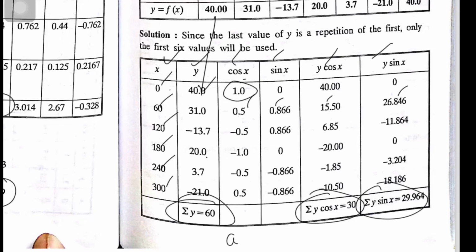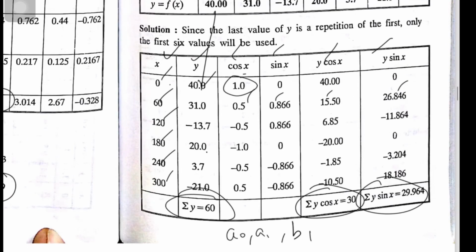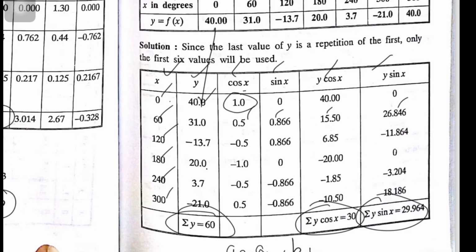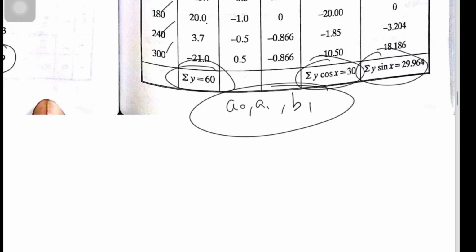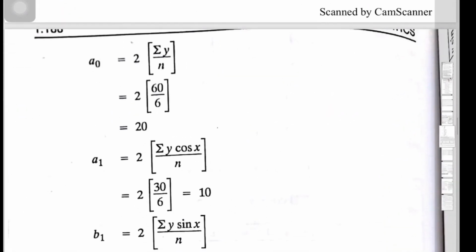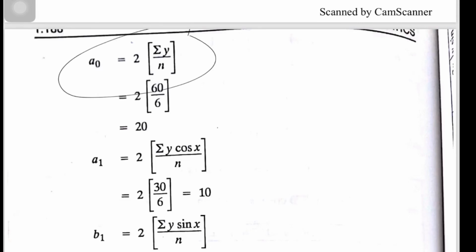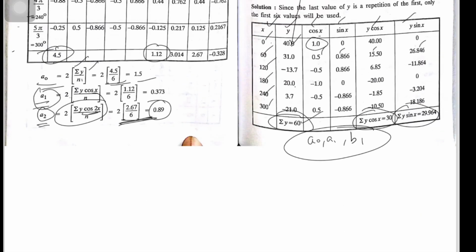Then we have to find out the values of a0, a1 and b1, as in the question. The a0 formula is nothing but 2 sigma y by n. N is 6. The summation of y we already found.